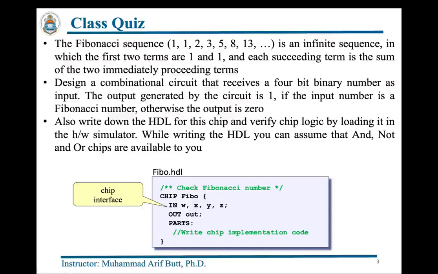I want you to design a combinational circuit that receives a 4-bit binary number as input. The output generated by the circuit is 1 if the input number is a Fibonacci number. Otherwise the output is 0. I also want you to write down the HDL for this chip and verify the chip logic by loading it in the hardware simulator. While writing the HDL, you can assume that AND, NOT and OR chips are available to you. So I've also given you the chip interface, W, X, Y, Z.